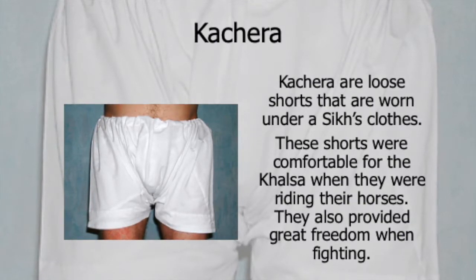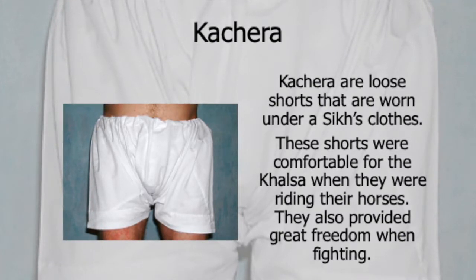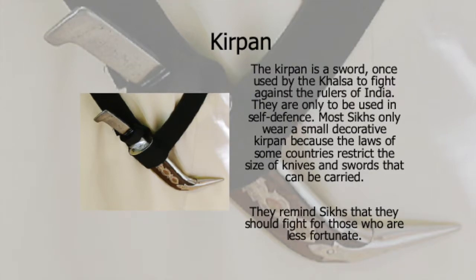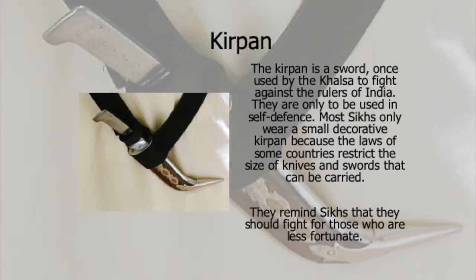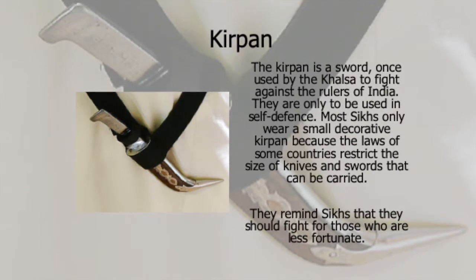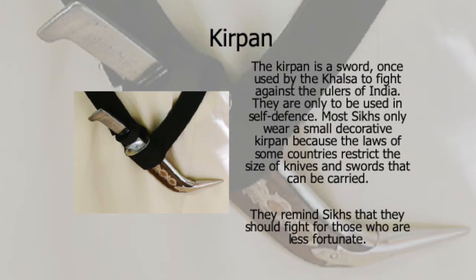So again, it's one of those. And again with the kirpan, or the sword, because it reminds Sikhs that they should fight for those who are less fortunate. So yes, it's a kind of uniform, but these symbols are symbols of identity that remind them of their history and also their relationship to God.